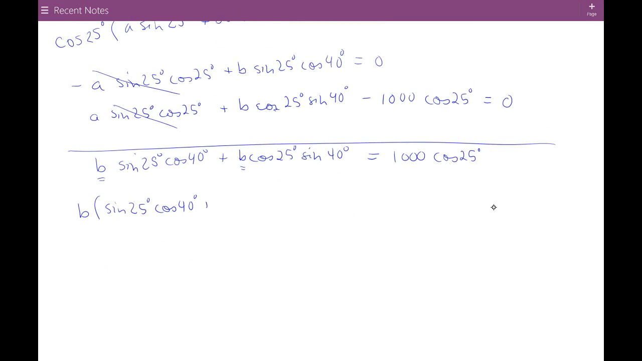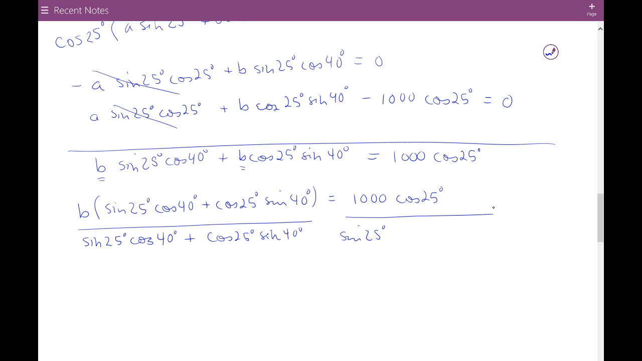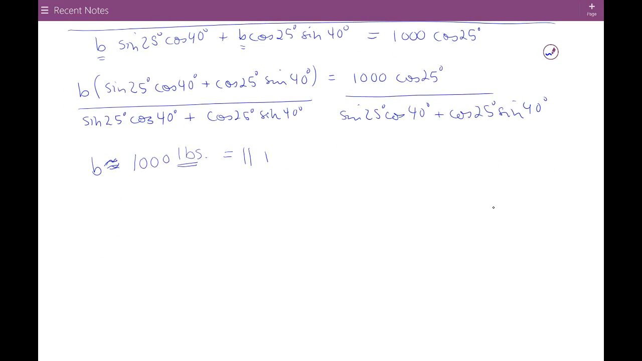Sorry about the detour. Sine 25 cosine 40 plus cosine 25 sine 40. So now make sure your calculator is in degree mode and compute this. And I'm getting that B equals 1,000, and it's approximate because it's lots of nines, 999.9999. So it's about 1,000 pounds. So don't forget the units of pounds. So that's the amount of tension in the second cable. So that's one part of the answer.